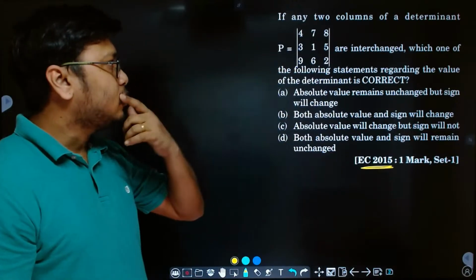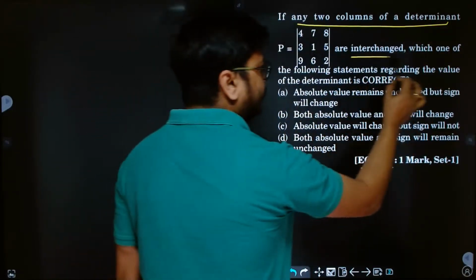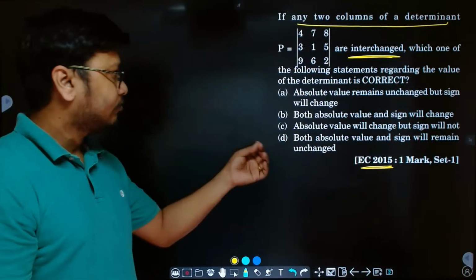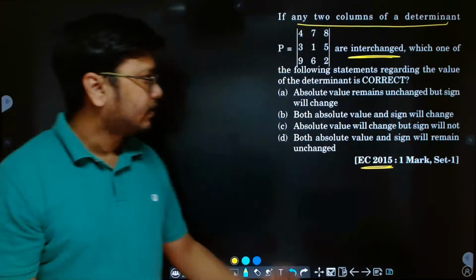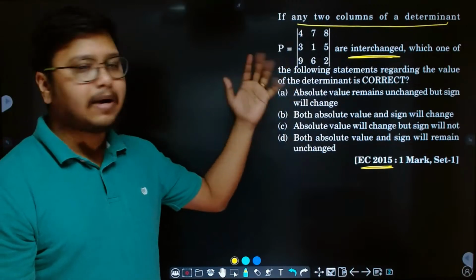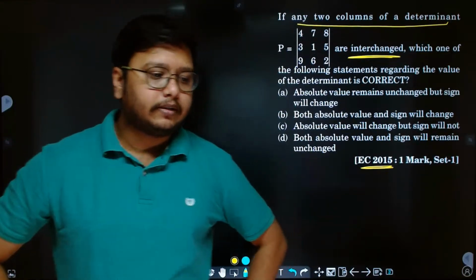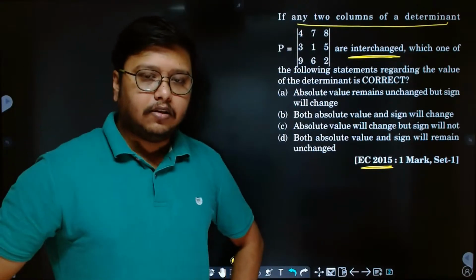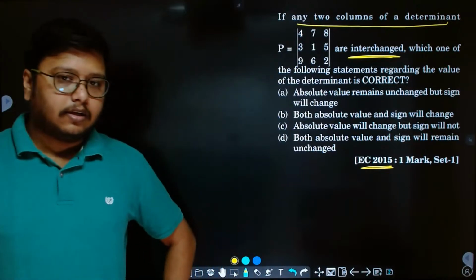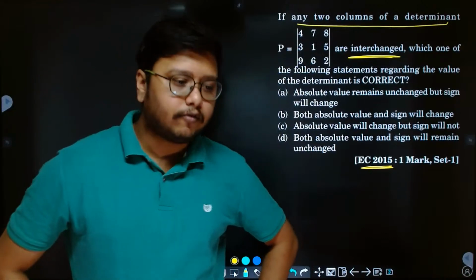It is saying that if any two columns of a determinant are interchanged, then which of the following statements is correct? First I want you to try the answer. Very simple question. If two columns are interchanged, doesn't matter what the matrix is, what is the effect? Tell me the answer in the comment. Which option should be correct? The elements are not important over here, just the property, interchanging of two columns.